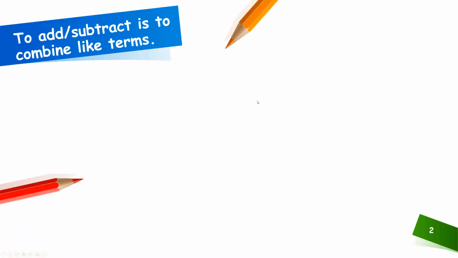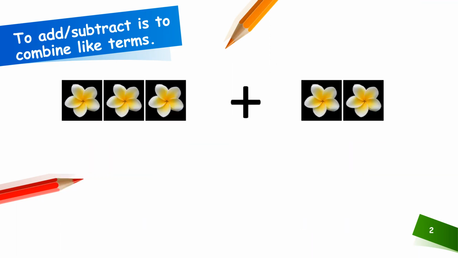All right, so we know from previous lessons that to add or subtract means to combine like terms, right? So you have two sets of things and you put them together and count them. That's what it means to add, right? So the same concept would go here.